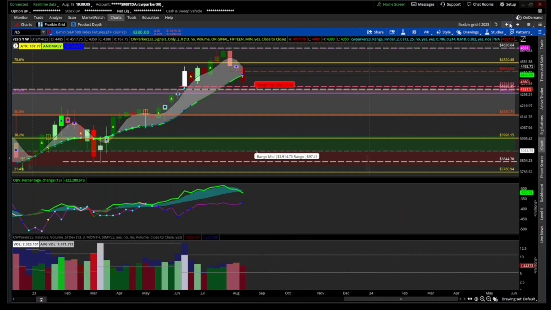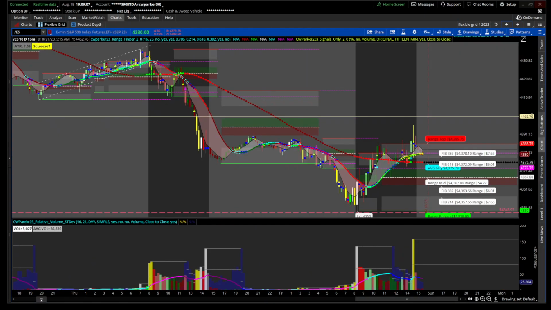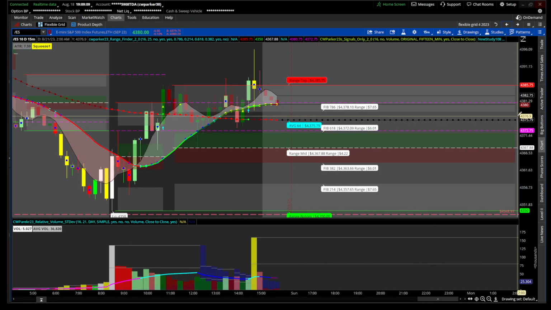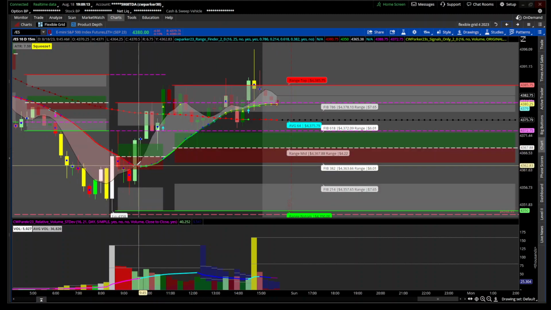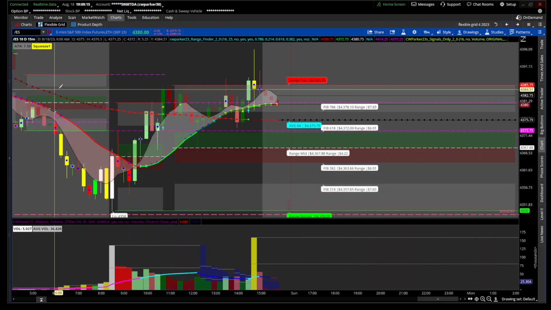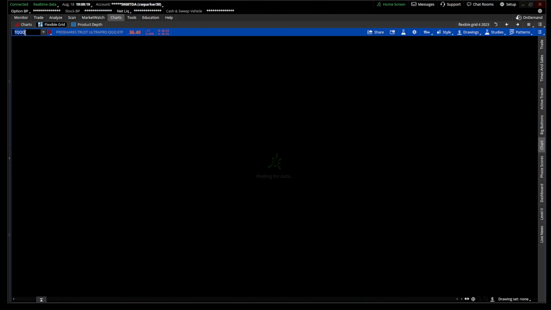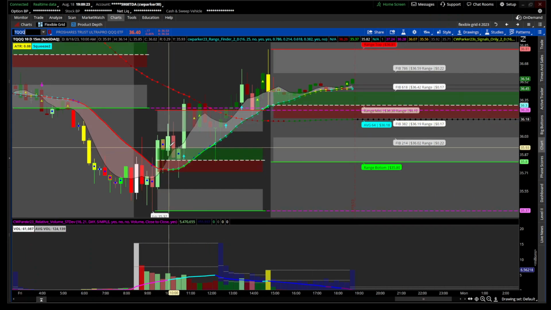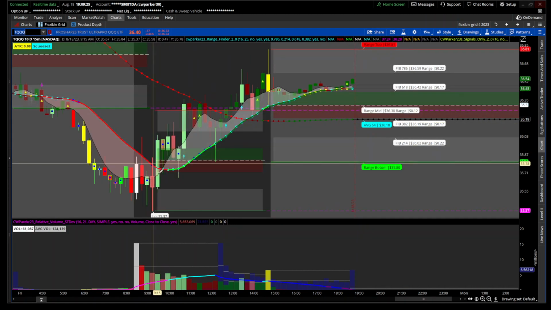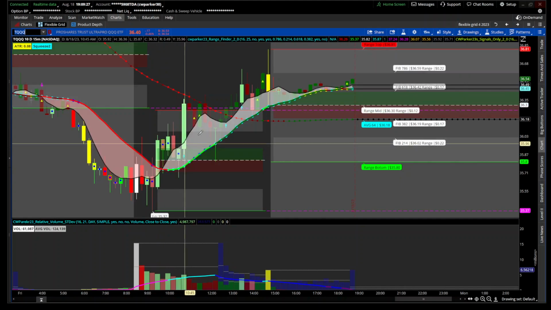But this is what it looked like on the 5 minute, and this is what my 15 minute looked like. And that's basically how I played it on my 15. This was my area, but I really played the TQQQ today, once the Q's broke out, right here on this bar.